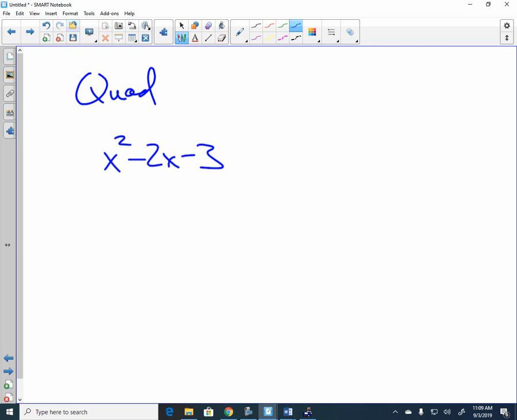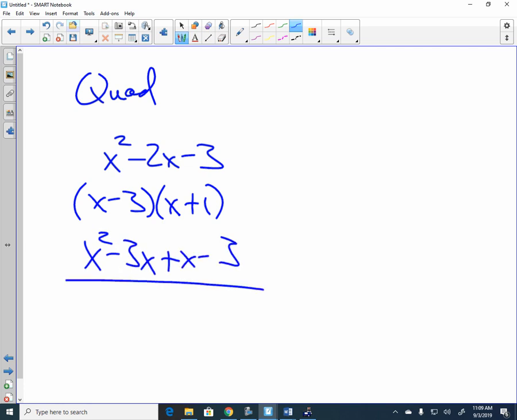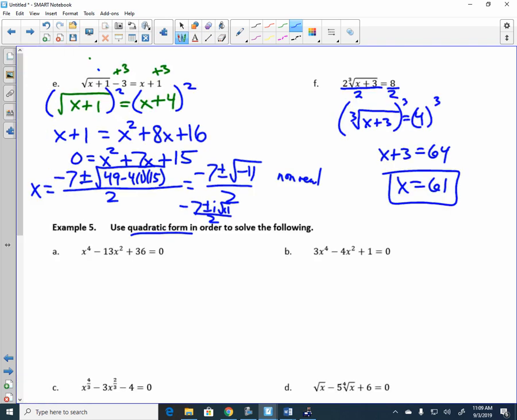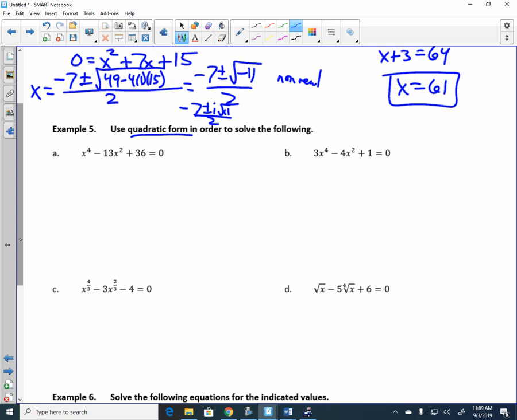Quad, yet we've got x squared minus 2x minus 3. Here's why, folks. It factors to x minus 3 times x plus 1. Agreed? And if you multiply it out, you get how many terms? That's why they call it quadratic, because it multiplies to 4 terms before you combine it together.